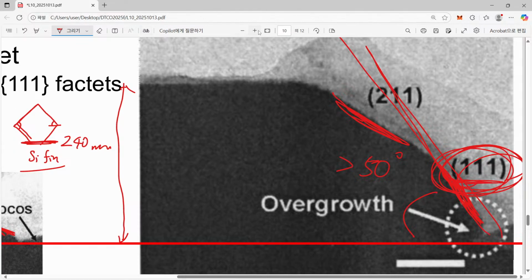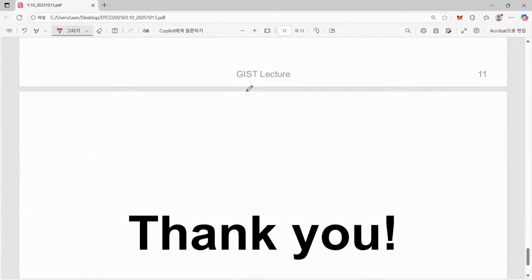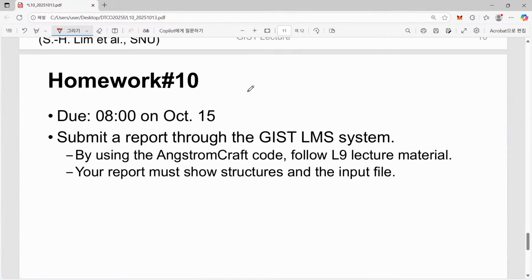Okay, so let me just finish today's talk with a homework announcement. It is quite the same as before, just to follow our process emulation result. But for the second part, the epigrowth, there is nothing for you to do right now. You are free to just study the contents, and please do your process emulation only for spacer generation.